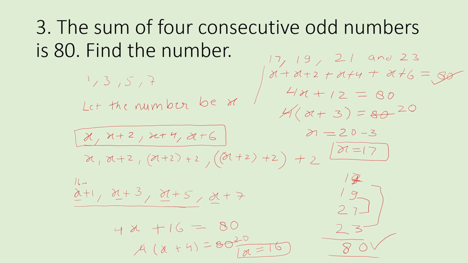16 plus 1, 17. 16 plus 3, 19. 16 plus 5, 21. 16 plus 7, 23. Right? You can take any one of these.